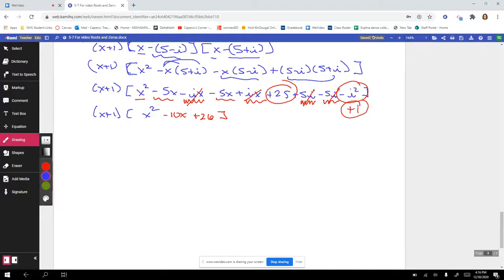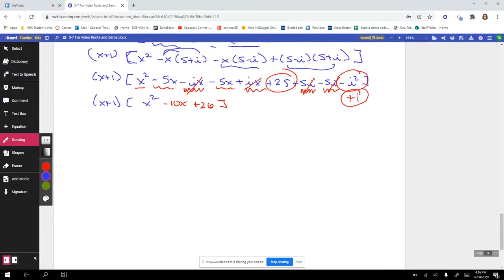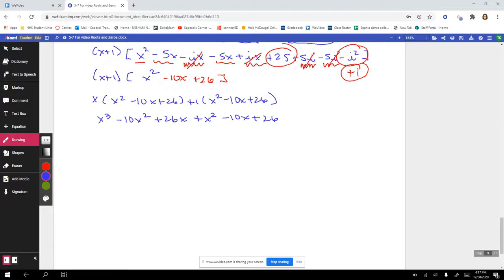Okay, so now I need to multiply them. I've cleaned up a lot, but I'm asking for the polynomial, so I need to multiply these together. I'm going to take x times that trinomial, and then I'll take that plus 1 again times that trinomial, and I'll distribute. So I have x to the third minus 10x squared plus 26x plus x squared minus 10x plus 26. Combine, in my final step, my like terms here.